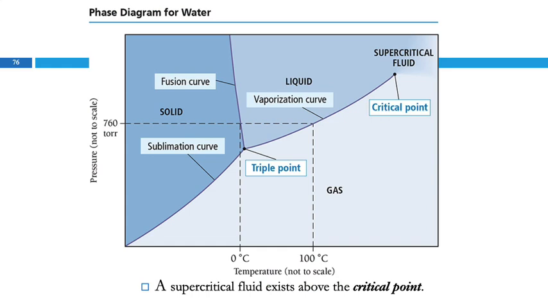Let's just look at this one real quick, and then we'll come back to that video. So this is a phase diagram for water. We have pressure on the y-axis, temperature on the x-axis. Note this is not to scale.